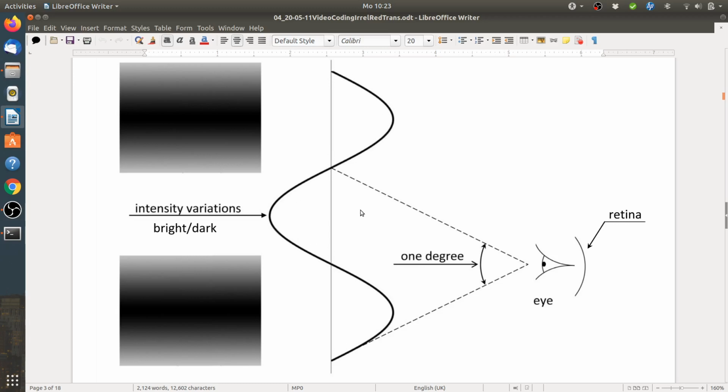So if this is 1 degree, here's another cycle: gray, white, gray, black, and gray. Of course this is not really 1 degree, but imagine it would be 1 degree, then we would have exactly 1 cycle per degree of our bright dark cycle.